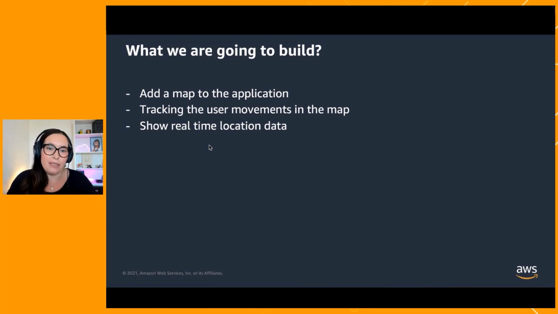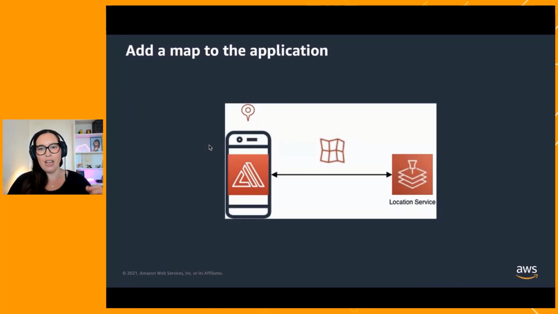So I will be simulating that with a little person there in the map that will be moving for me, and we will be tracking the location in the map. And then imagine I have friends and I can see the location of where my friends are, where they are going, and I can share my location with them. So this is super, super fun. So let's start by adding a map to our application.